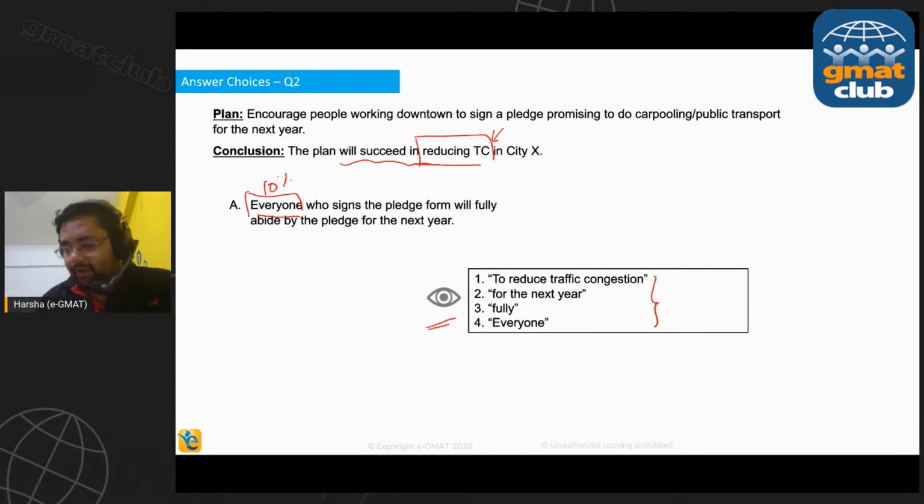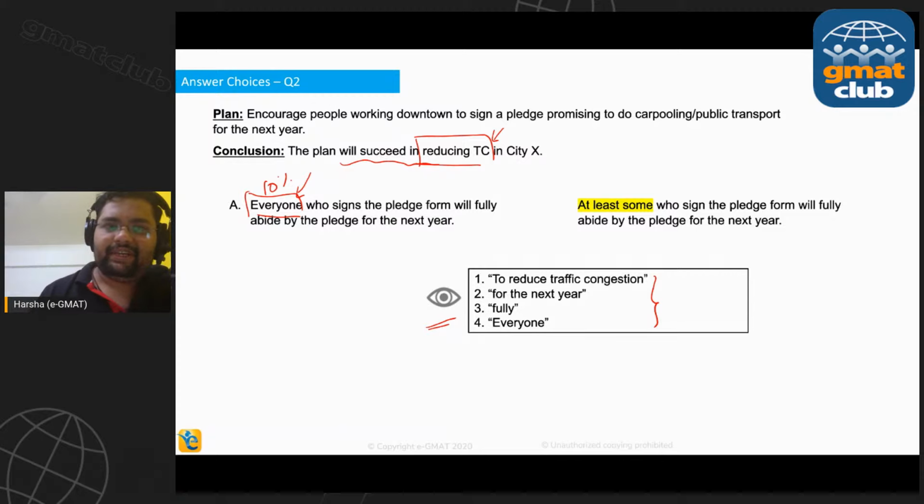That's great. Now, what I typically see in this answer choice is a lot of people reject this because of this "everyone." But if I gave them a slightly different answer choice, "at least some who sign the pledge will fully abide by the pledge," sometimes I see students who feel this is the right answer. Can someone tell me why it is not the right answer? It's there on the screen, so it's not very difficult.